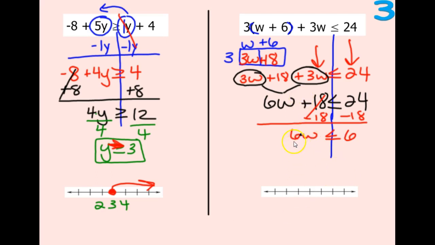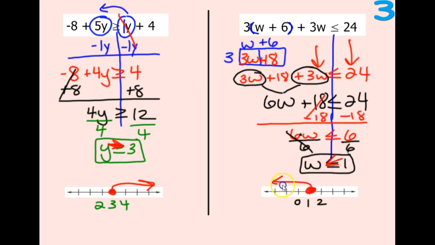And then the opposite of multiply is divide by 6. So w is less than or equal to 6 divided by 6, which is 1. So I have 0, 1, 2 on my number line. It's a closed circle because of the equal to. And then like an L, less than is to the left. Less than 1 is 0.